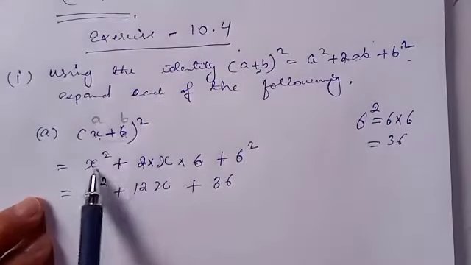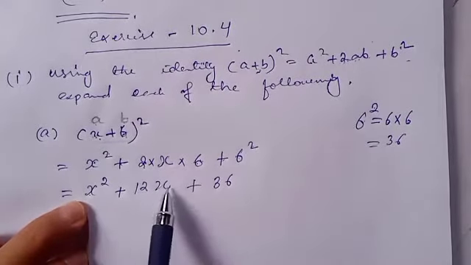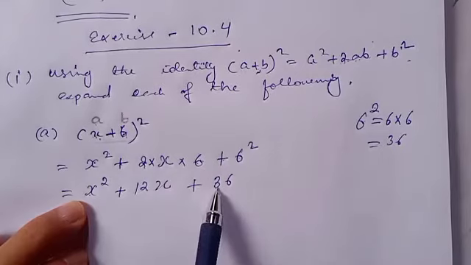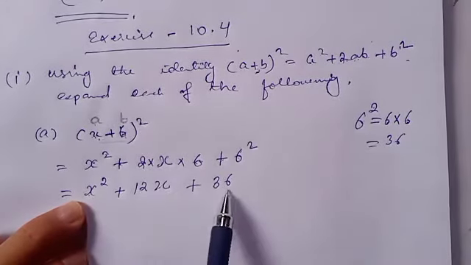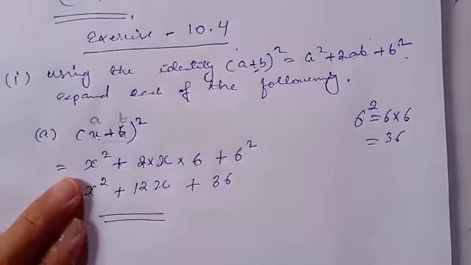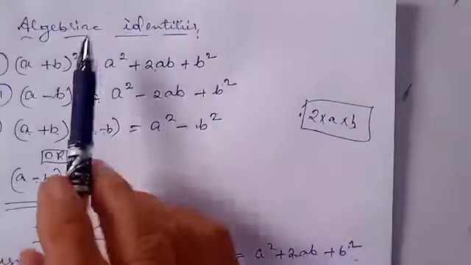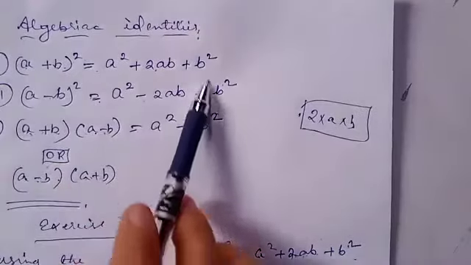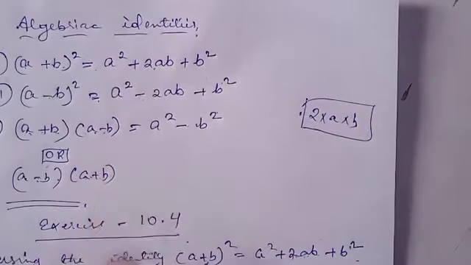Then now, is any like term there? X squared, first term. Second one is x term, third is 36, that is a number. It has no like term, we cannot add, we cannot subtract, so this is the answer. Very simple, right? But please memorize these three algebraic identities, okay? Because this is going to help you in higher classes.